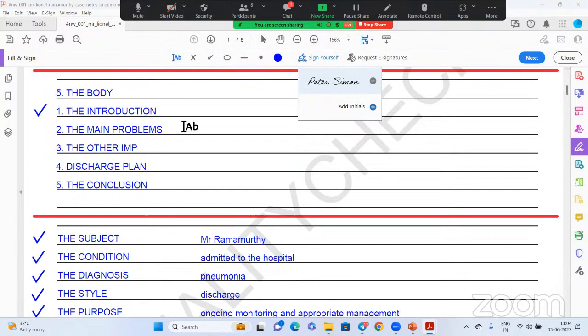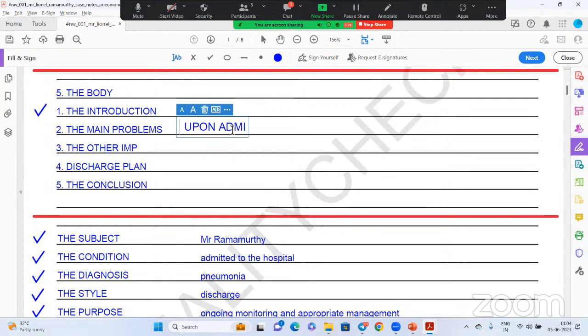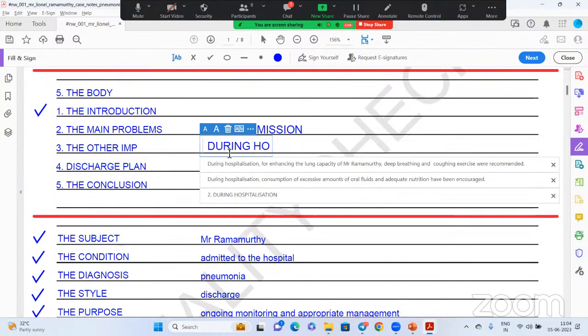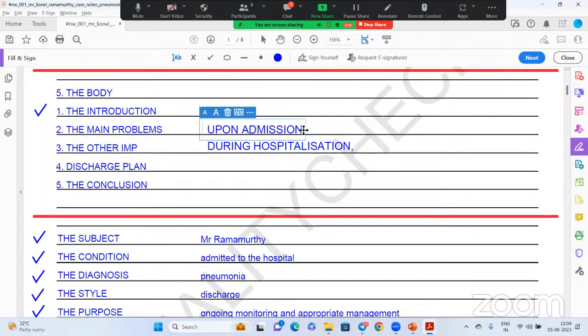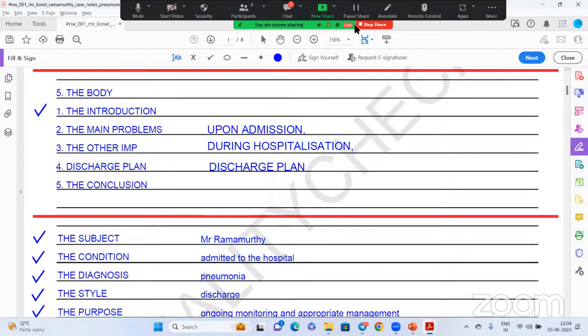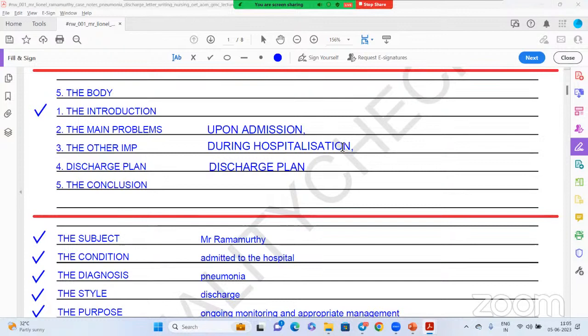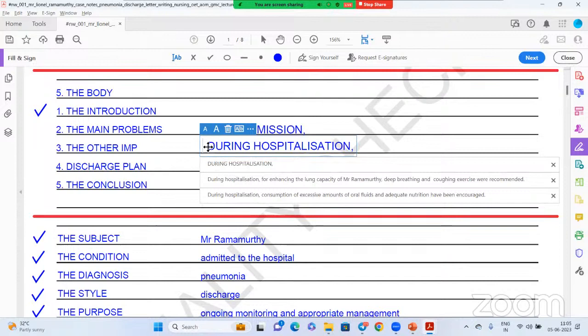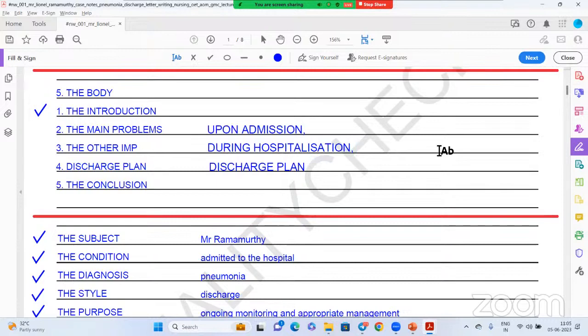So here is the main body paragraph. Here we can say upon admission. The first one is upon admission. Then this you can take as during hospitalization. And this is regarding post-discharge, following the discharge, the discharge plan. So these are the three things which you will write here: upon admission, during hospitalization, and post-discharge. So these are the three paragraphs that you are going to write.